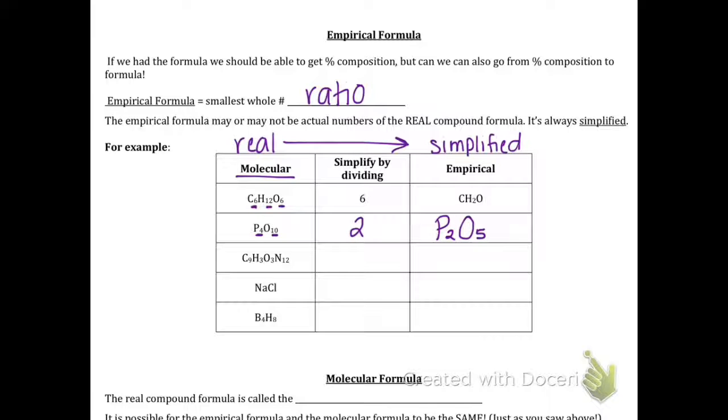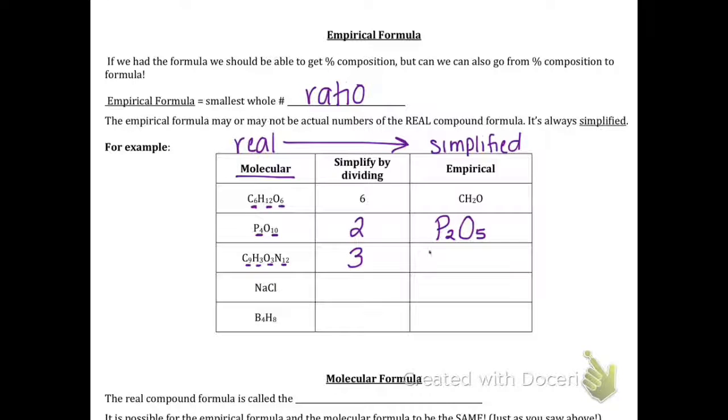What about C9H3O3 and 12? What number can we divide all these numbers by? 9, 3, 3, 12, so we can simplify it. We can divide all of them by 3.